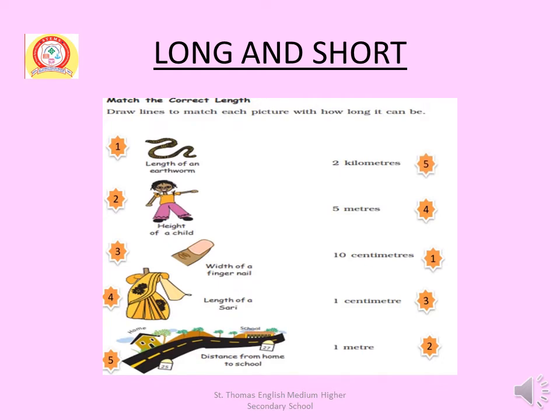First, length of an earthworm, 10 cm. Second, height of a child, 1 meter. Third, width of a fingernail, 1 cm. Fourth, length of a sari, 5 meter. Fifth, distance from home to school, that is 2 kilometer.